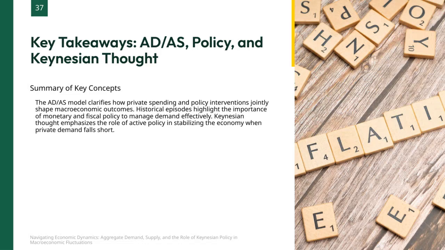To wrap up, the ADAS model really helps us understand how private spending and government policies work together to influence the overall economy. Looking back at history, we see clear examples of how important it is for monetary and fiscal policies to step in and manage demand, especially during tough times. Keynesian economics teaches us that active policy measures are crucial for stabilizing the economy when private demand isn't enough to keep things running smoothly. This framework gives us valuable insights into how we can better navigate economic challenges and aim for stability.